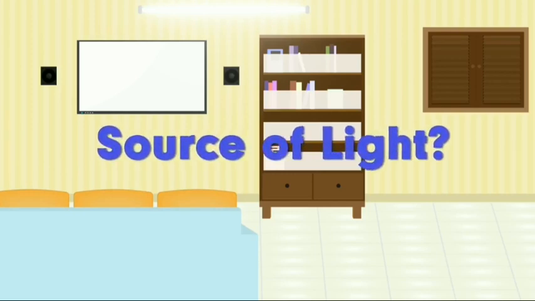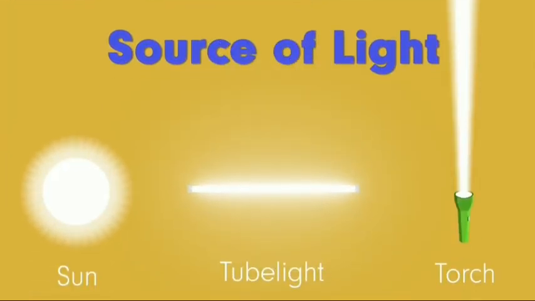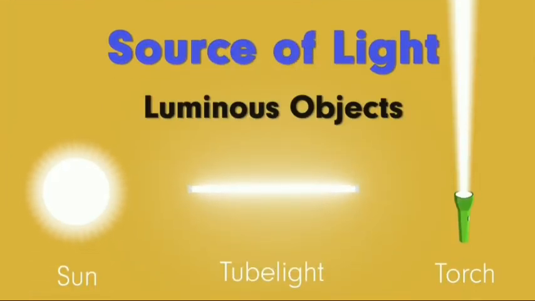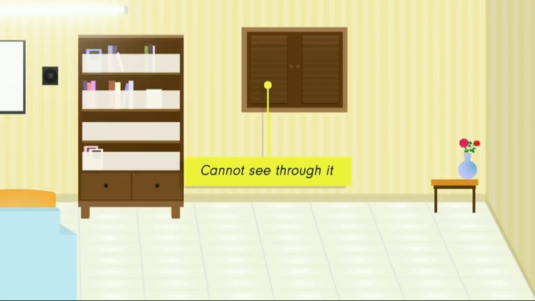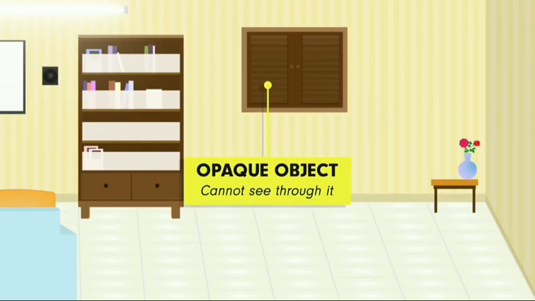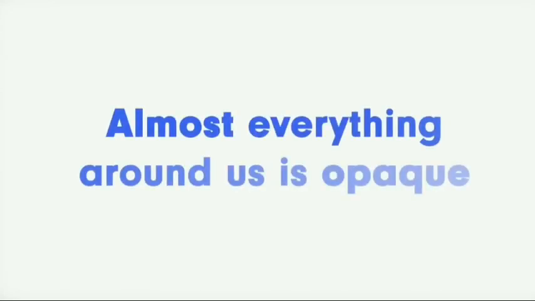Do you know what the source of light is called? Objects like the sun or the tube light or the torch are called luminous objects. Can we now see the objects outside the window? Nope, we can't. But the question is why? It's easy. Because the light from the outside of the window does not reach us. The wooden shutter blocks this incoming light. Such objects are called opaque objects and they are very large in number. Almost everything around us is opaque if you think about it.